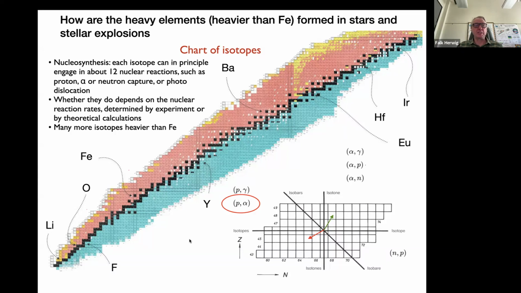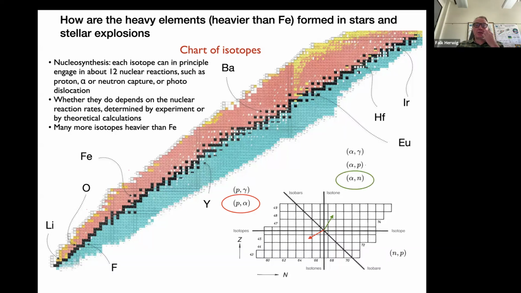So you get an idea of how nucleosynthesis works. Now, the key point to remember with this view is that here is iron, and most isotopes are heavier than iron. If you only live in a world where you worry about hydrogen to iron, you're really missing out on a lot.